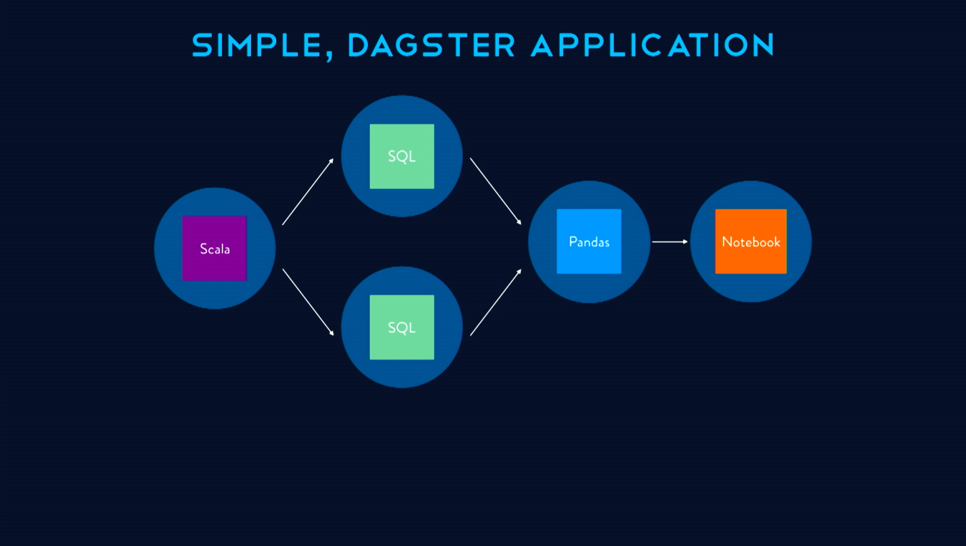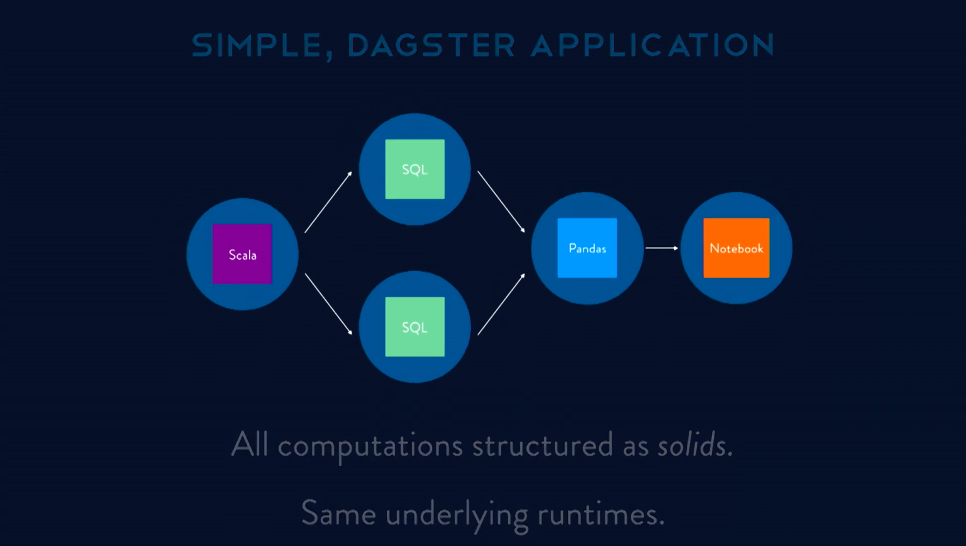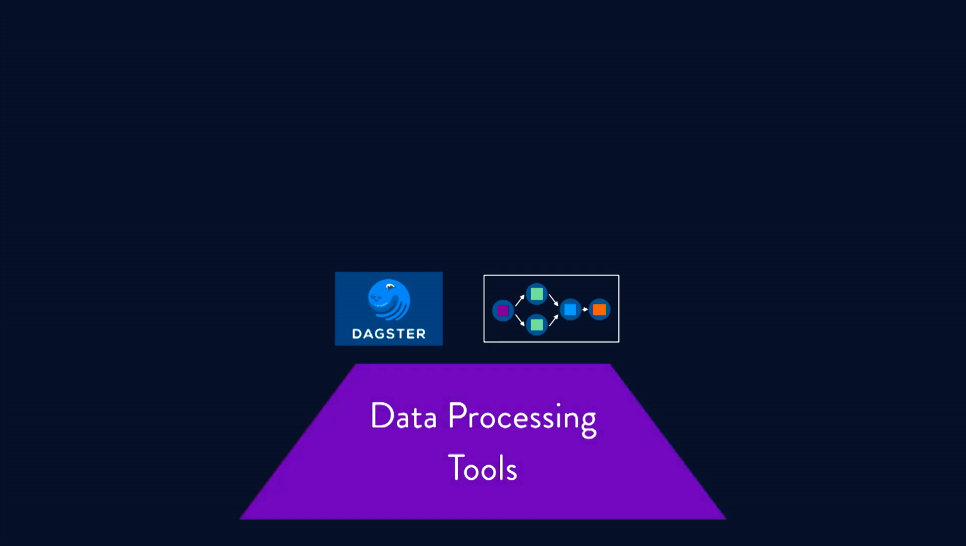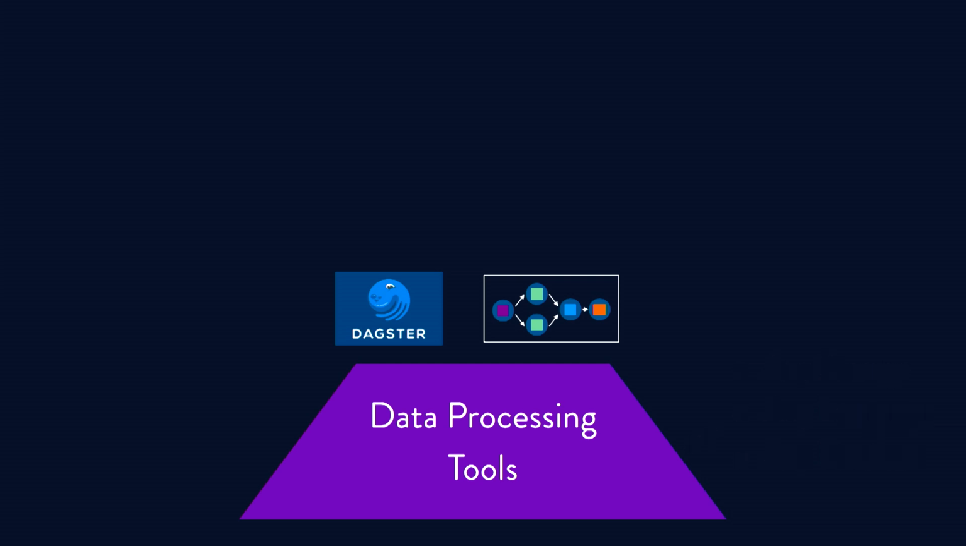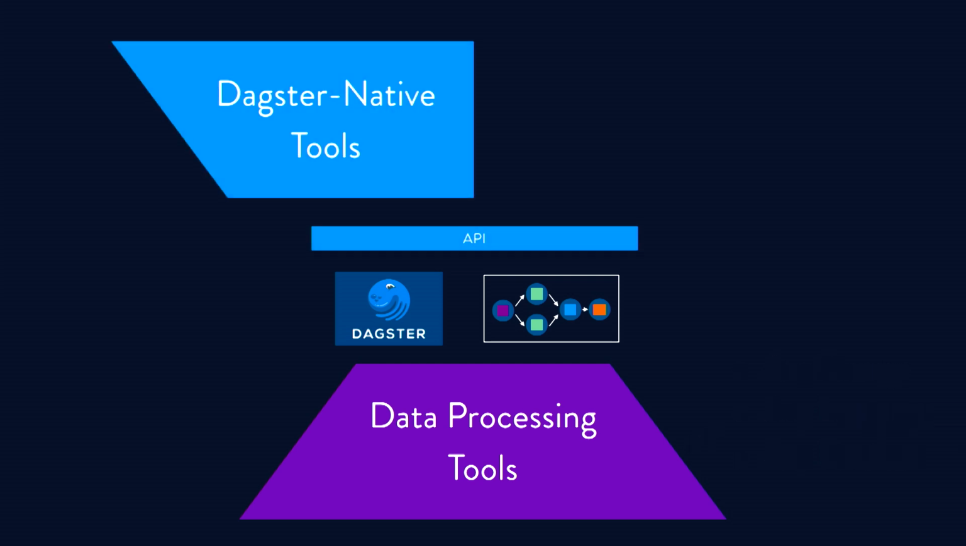Dagster effectively wraps these computations in a unified metadata layer, and then if you go full on, meaning you're using more of the Dagster native constructs in your Python code, all the computations are structured as solids. So we're building an ecosystem here. There's a center graph, which is the center of everything. Below it is arbitrary data processing tools, any storage, any language, any runtime. I mean any language, like Python can shell out to anything, right?